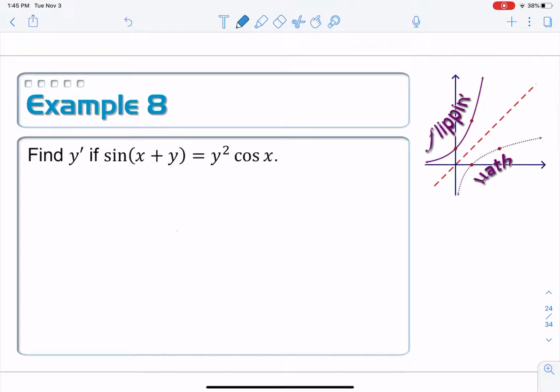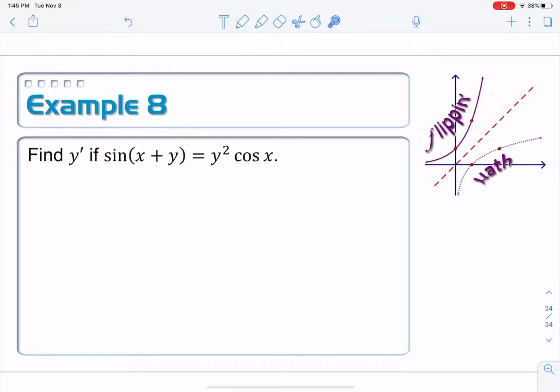Take a look. Example 8 has some trig in it. Find y prime if sine of x plus y is equal to y squared times cosine x. Okay, so implicit equation for sure, because we've got x's and y's in here.